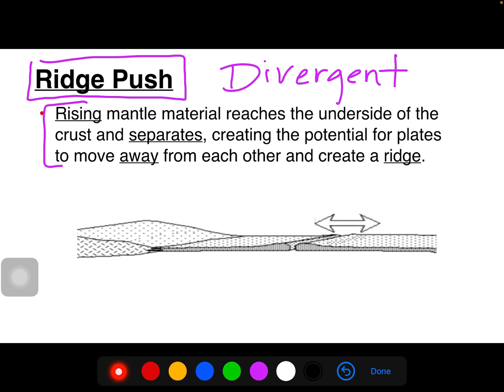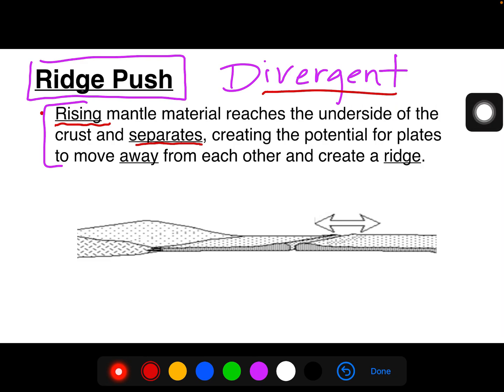Ridge push is describing the force created from the rising mantle material inside the crust, reaching the underneath and separating itself, creating that divergent boundary on the surface. So the second part of your table should have a diagram like this one, where we want to draw in the exact convection creating this force and this boundary.